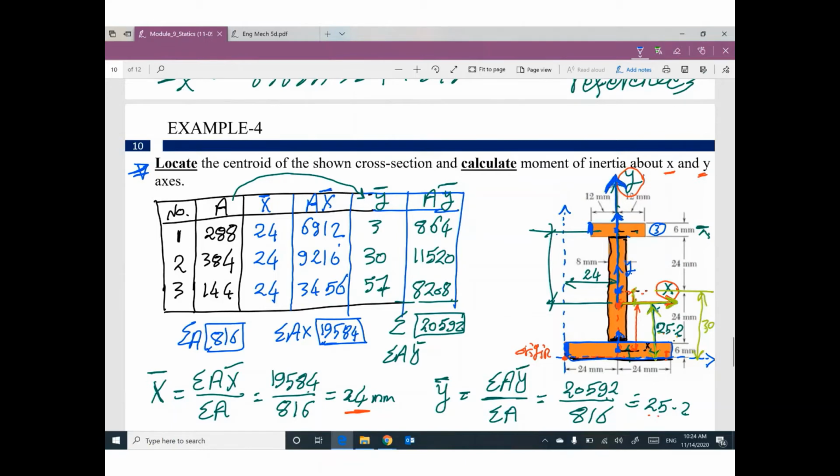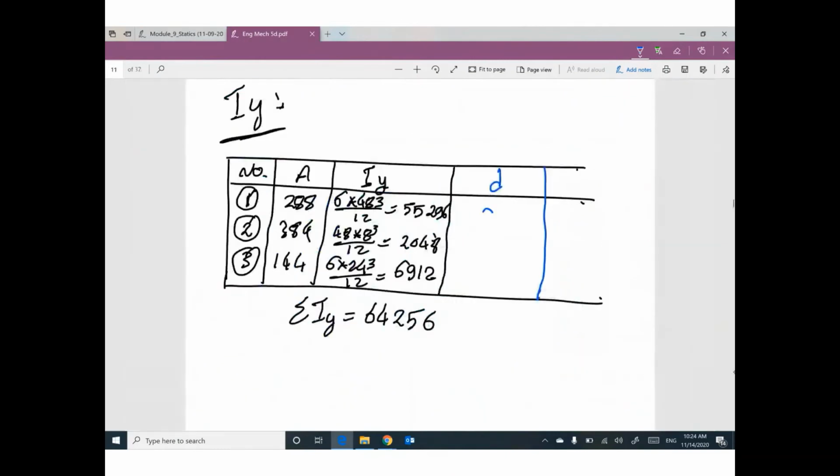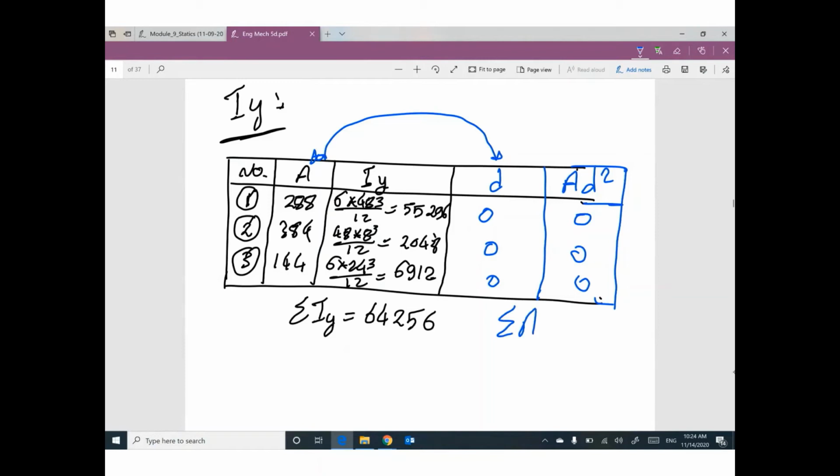Do you think we have distance in between? Both of them are at the same line, for part number 1, part number 2, part number 3. So we don't have distance. Go ahead and multiply this column by the square of this column, area times D squared. We will get 0, 0, 0. Go ahead and get summation area D squared. You can get 0. So finally, Iy equals summation Iy plus summation area D squared.